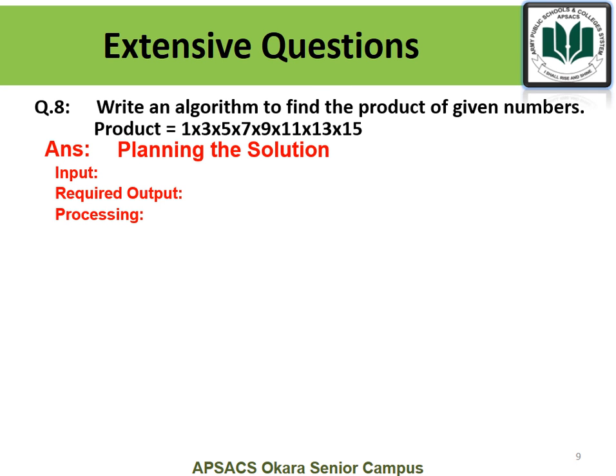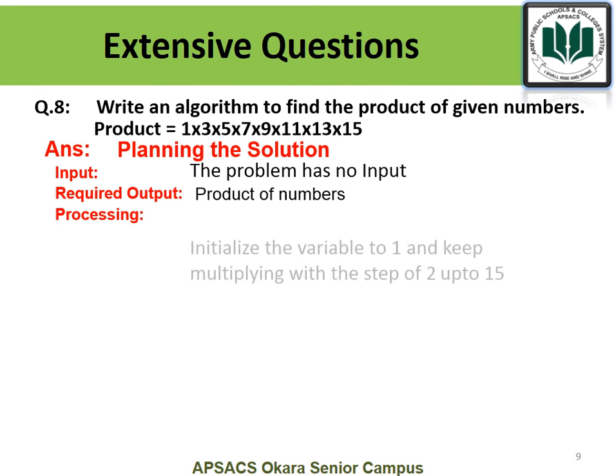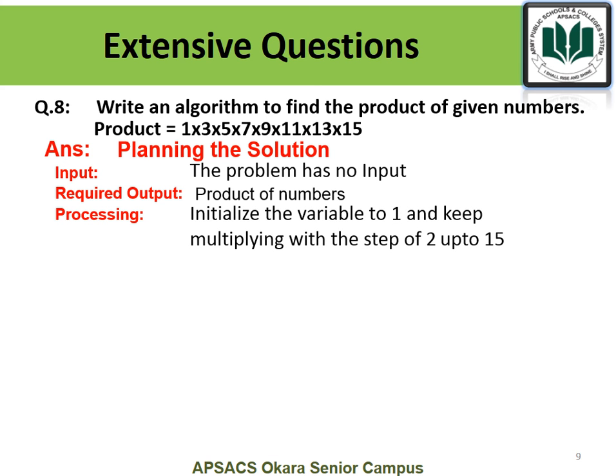So in this problem, we do not have any input. We will not know beforehand which number sequence it is; we have to find it. Product of numbers. We have to find the product of numbers. Initialize the variable to 1 and keep multiplying with the step of 2 up to 15.